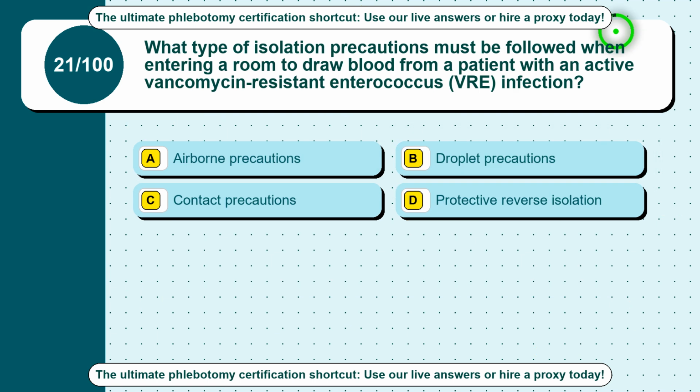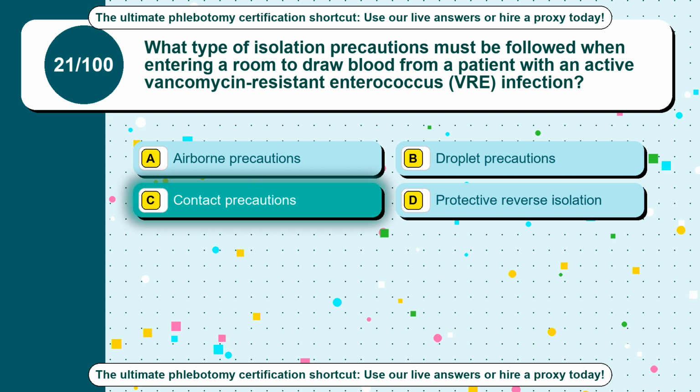Question 21. What type of isolation precautions must be followed when entering a room to draw blood from a patient with an active vancomycin-resistant enterococcus, VRE, infection? Option A, airborne precautions. Option B, droplet precautions. Option C, contact precautions. Option D, protective reverse isolation. The correct answer is option C, contact precautions.